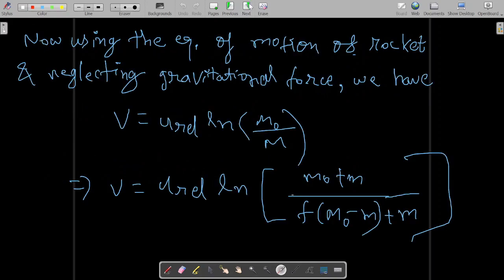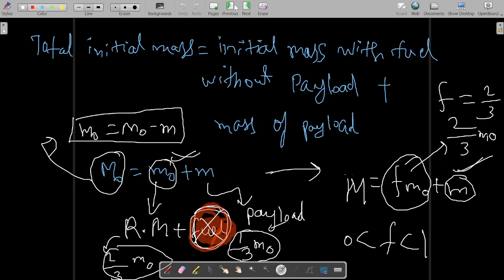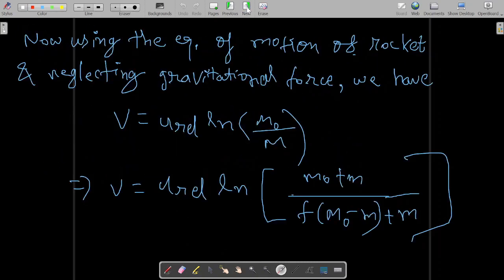And what about m naught? M naught is this much. Okay, m naught plus small m. So you substitute these values over here. Capital M naught equal to m naught plus small m, and capital M is equal to f times m naught minus m plus m. This is the thing.